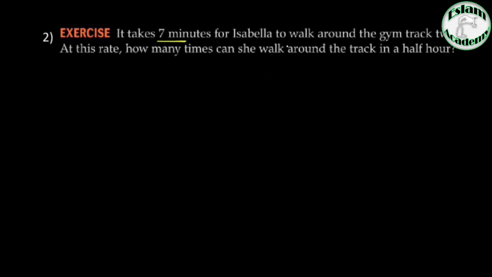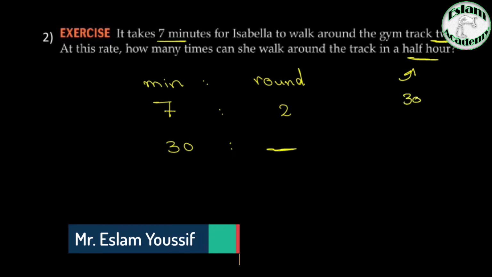It takes 7 minutes to walk around the gym twice. At this rate, how many times can we walk around in half an hour? Now we're comparing two different units, the number of minutes and how many rounds. For the first one, we walk 7 minutes and make it twice. For the second one, we need to know how many rounds in 30 minutes. Why 30 minutes? Because we say half an hour, and half an hour means 30 minutes.